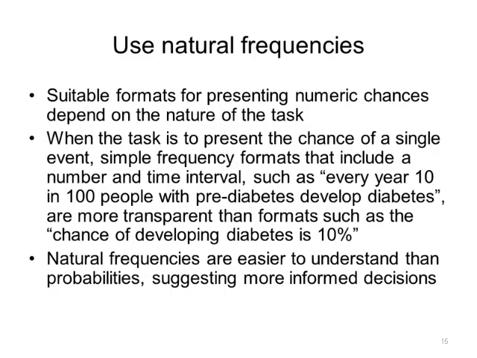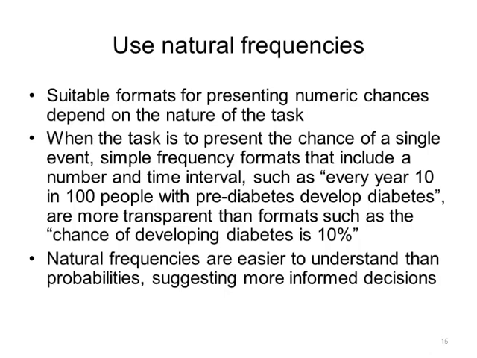Another best practice is to use natural frequencies. Suitable formats for presenting numeric chances depend on the nature of the task. When the task is to present the chance of a single event, simple frequency formats that include a number and time interval, such as, quote, every year 10 in 100 people with prediabetes develop diabetes, end quote, are more transparent than formats, such as, quote, the chance of developing diabetes is 10%, end quote. Simply saying 10% is problematic because it does not specify the time span nor the denominator.